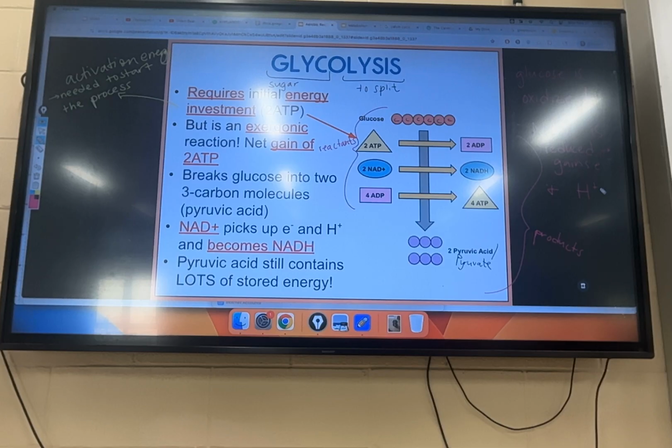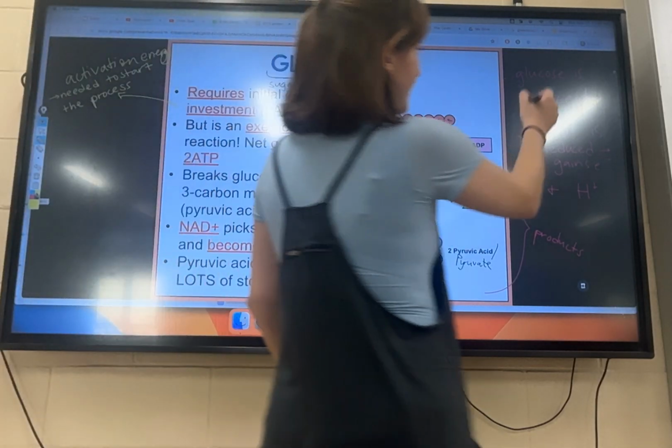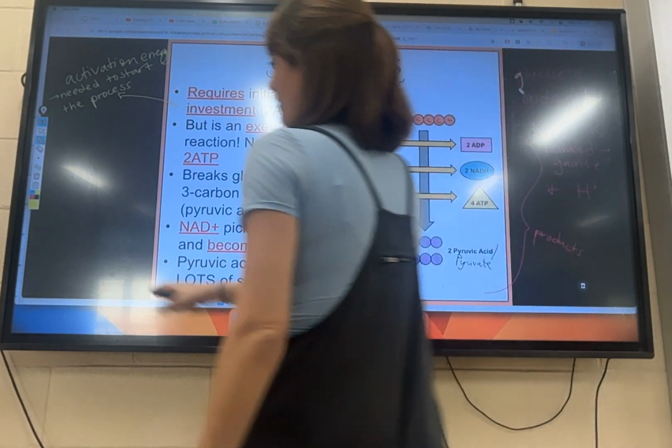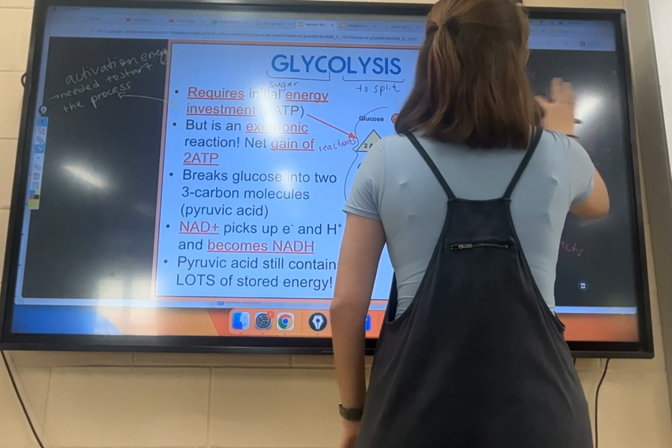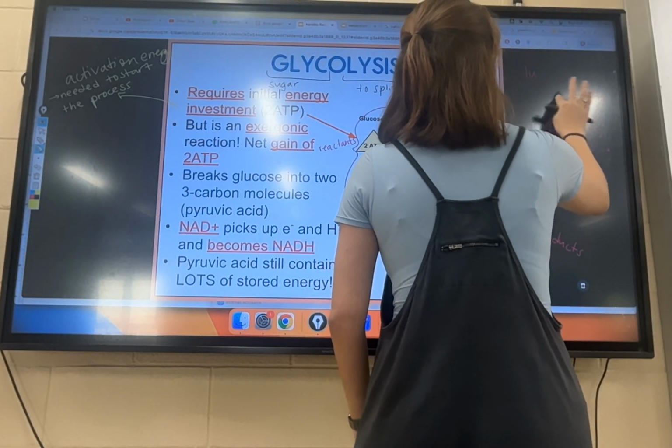That pink is really hard to read on the black. Let me rewrite that. Glucose is oxidized. NAD+ is reduced.